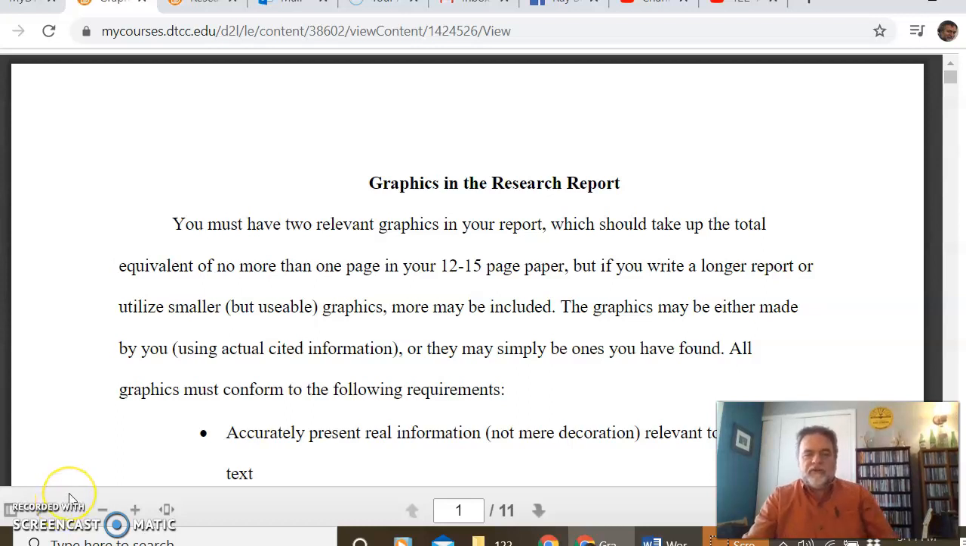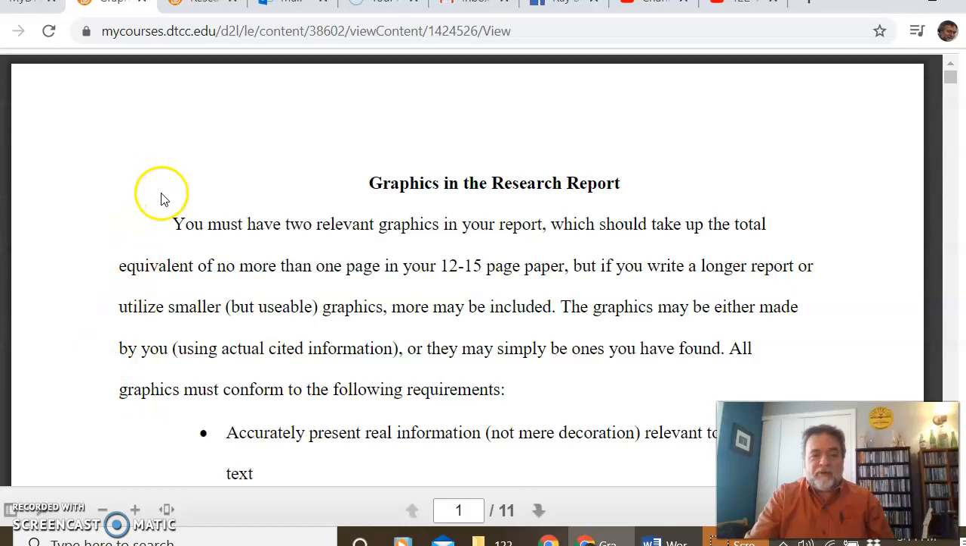Hello, good people. I want to speak to you today about graphics in the research report. This document that's on the screen is available in Learning Materials. And I'm just going to read it to you and elaborate on some of the items on this document that is yours to refer to again and again.